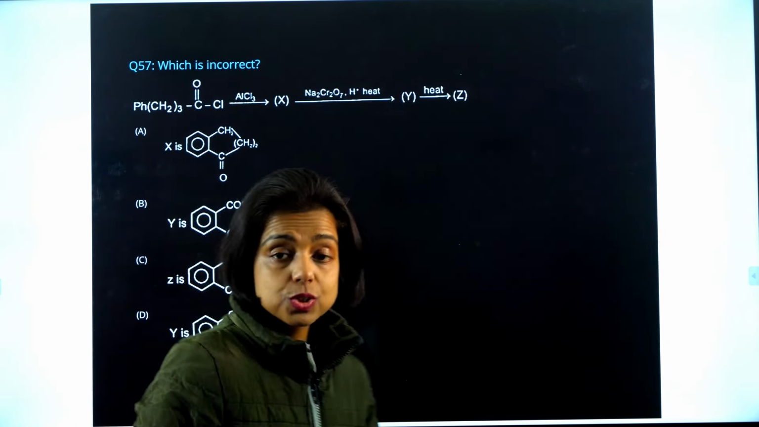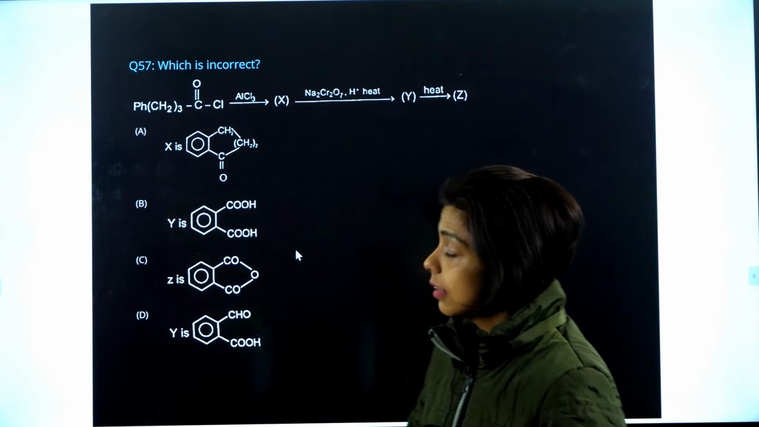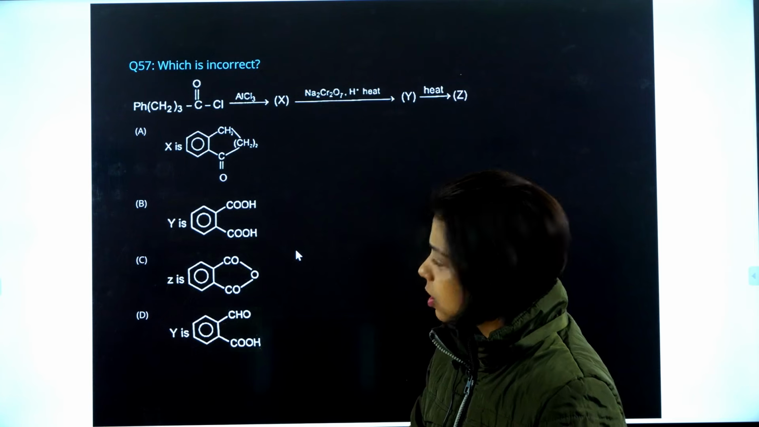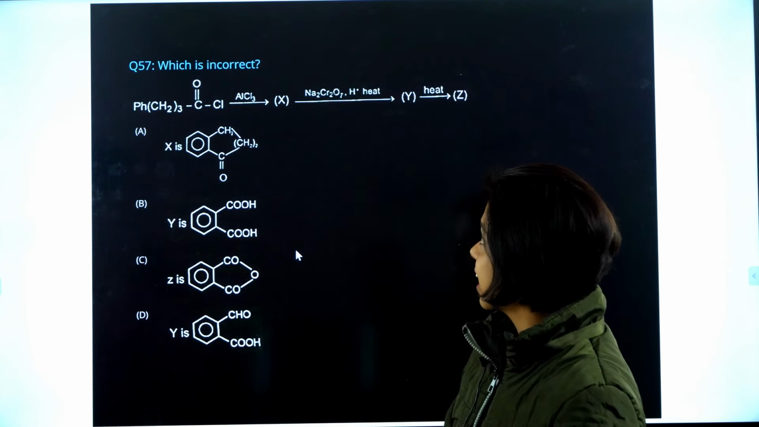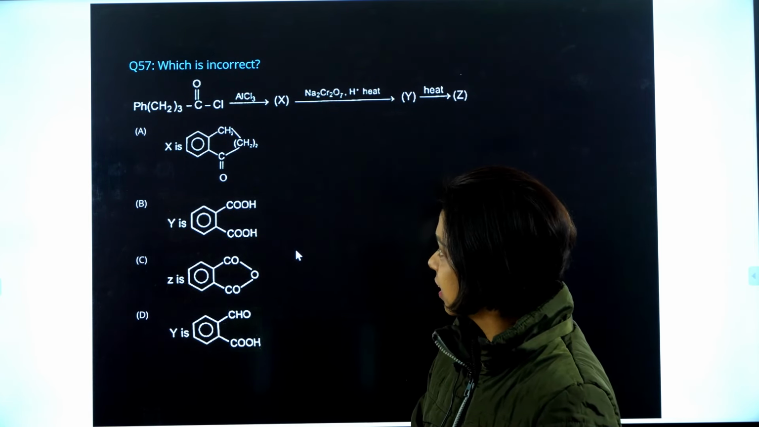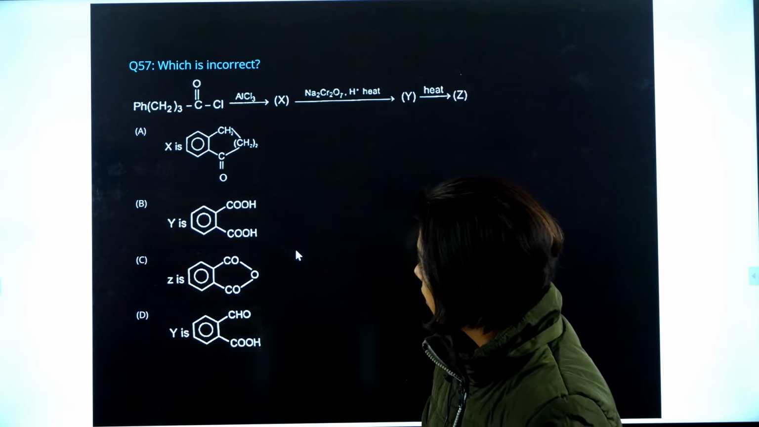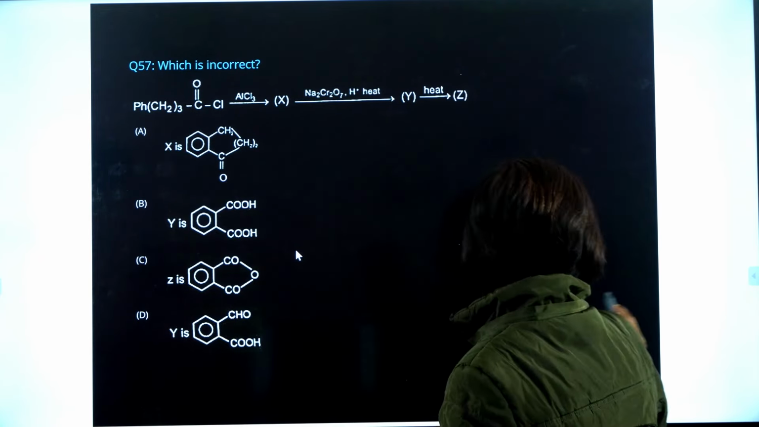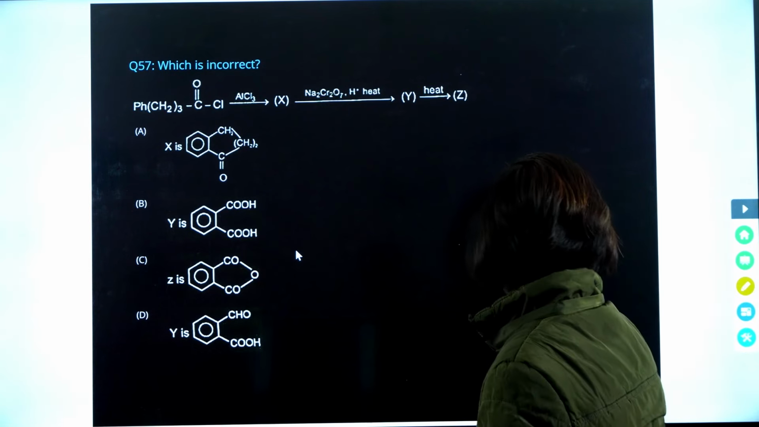Now the next question is incorrect. Let's see. There is an organic reaction given to us. Acid chloride, COCl, of course AlCl3, Friedel-Crafts acylation, right? Friedel-Crafts acylation we can see is happening here. Again we have a benzene ring here, so let me make the first molecule which is given to us.